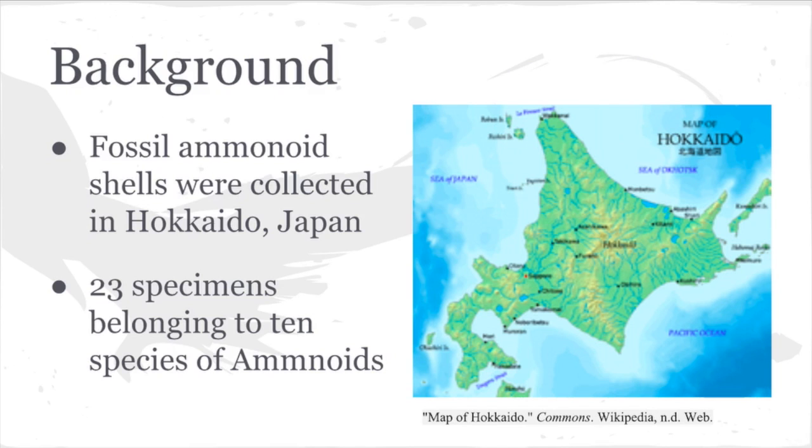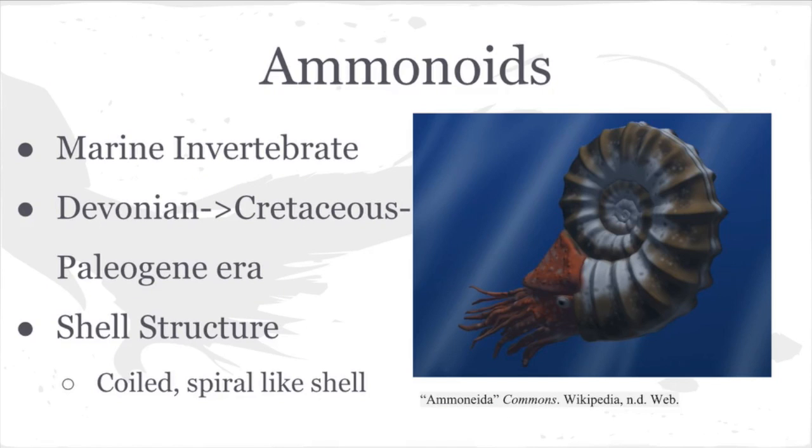Fossil ammonoid shells were collected in Hokkaido, Japan, and 23 specimens belonging to 10 species of ammonoids. The earliest ammonites appeared during the Devonian, and the last species died out during the Cretaceous Paleogene extinction event. The study looks at ammonoids from the Cretaceous period.